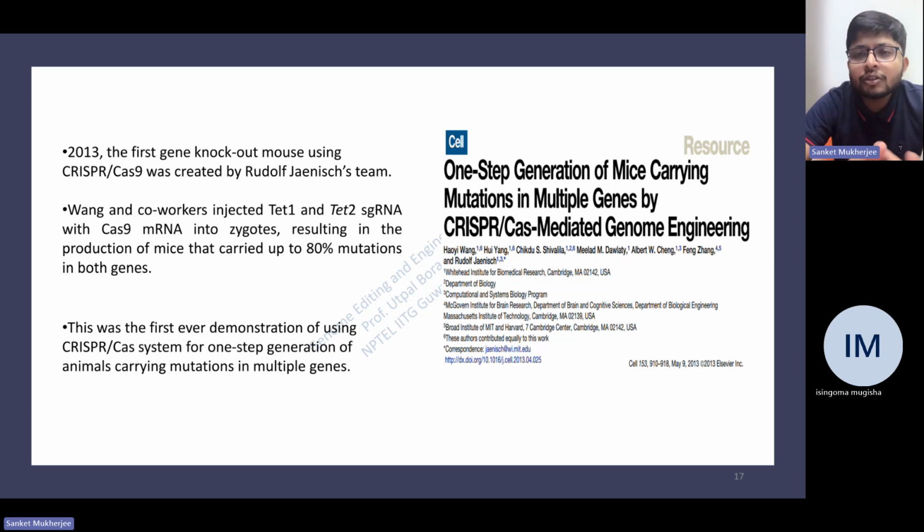Similarly, after that, in 2013, the first gene knockout mouse using CRISPR-Cas9 was created by Rudolf Jaenisch's team and Wang and co-workers. They injected TET1 and TET2 single guide RNA with Cas9 mRNA into the zygotes, resulting in production of mice that carried 80% mutations in both genes. This was the first ever demonstration of using the CRISPR-Cas9 system for one-step generation of animals carrying mutations in multiple genes.